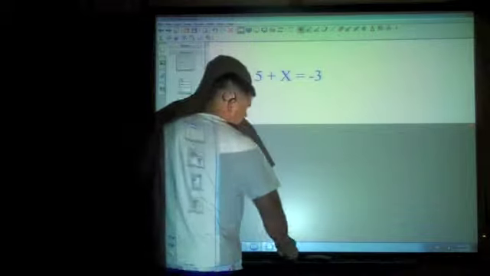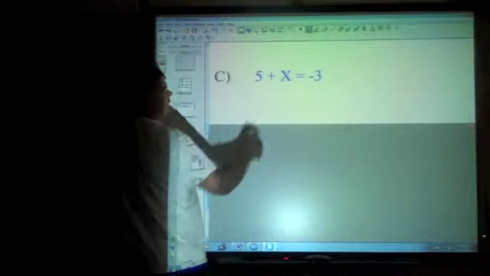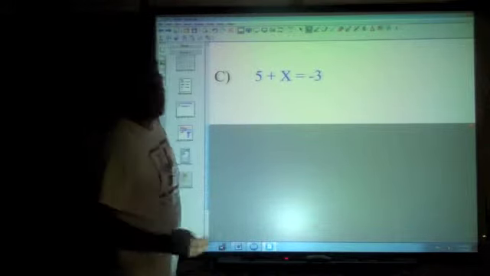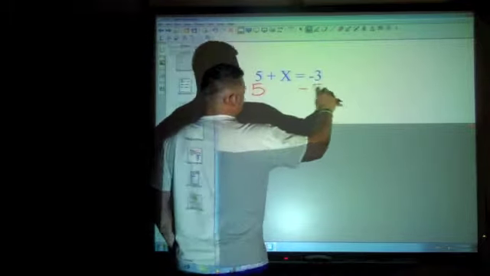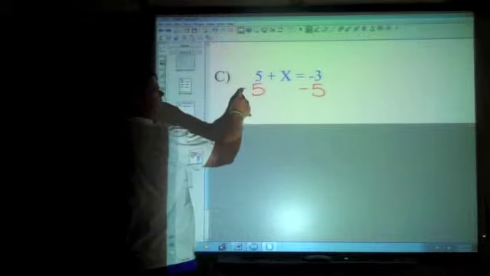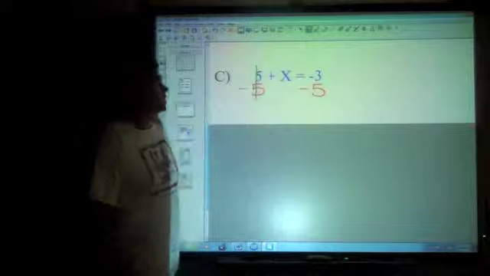Alright? We would like to isolate this variable, get it all by itself. Right now, there's a 5 being added on to the x. The opposite of adding 5 would be to subtract 5. So I could subtract 5 from both sides. And this is totally fine. That 5 and this negative 5 are opposites of each other. They will cancel out, which means the x is alone.